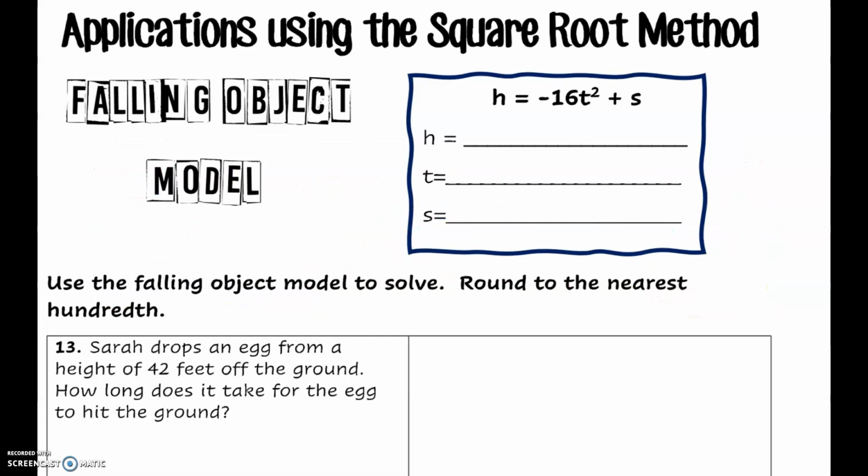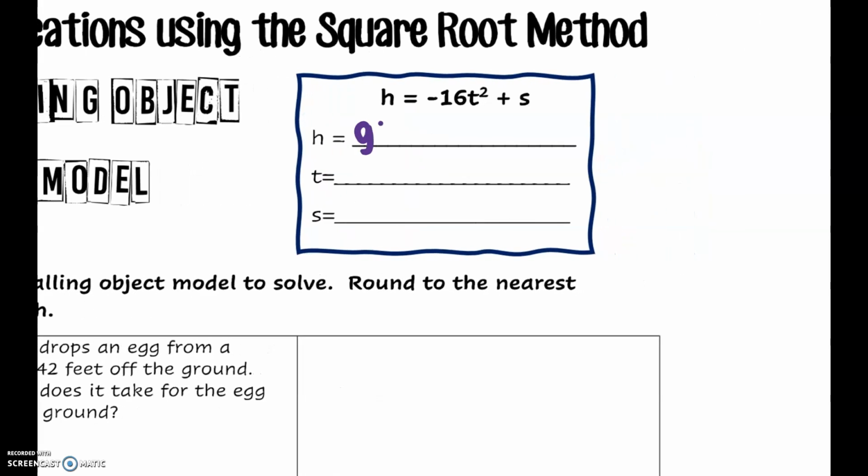Okay, now we are going to do some application problems using the square root method. We are going to deal with the falling object model. In this case, anytime you see h, that represents our ground level in the problem. The variable t will represent time. The variable s in this case will be our initial height of the object.